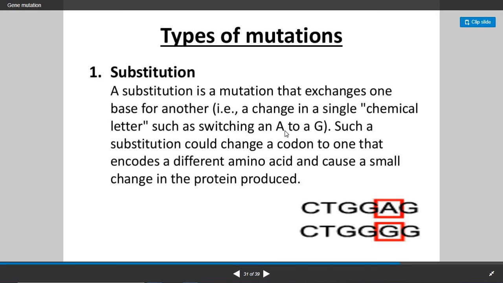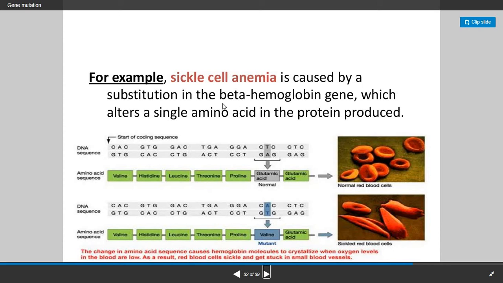Suppose here, for example, it is given that A changes to G. Here the sequence given is CTGGAG. So whenever the mutation occurs, what happens? Here the A is replaced by G as we have mentioned here. So this kind of mutation is known as substitution gene mutation. An example of this substitution gene mutation is sickle cell anemia disease, which is caused by substitution in the beta hemoglobin gene, which alters a single amino acid in the protein produced.